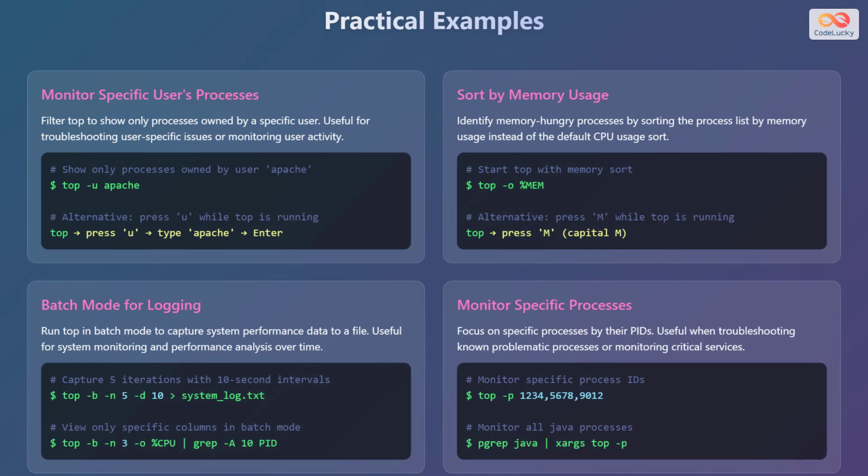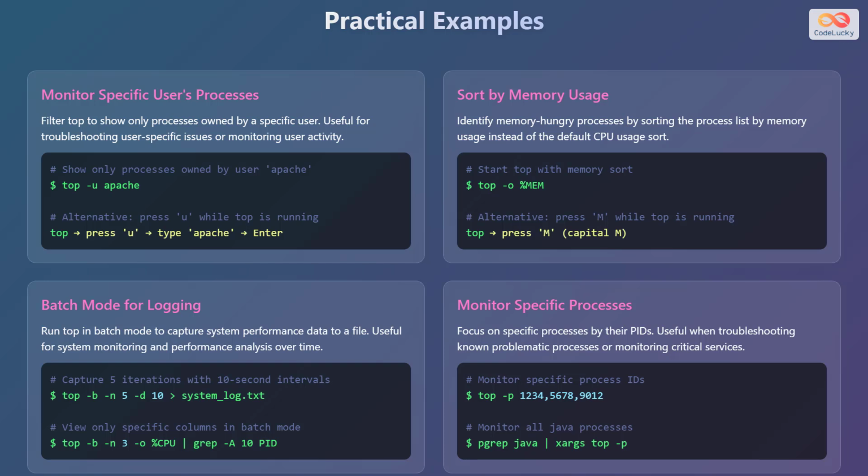The top command offers several practical applications for system monitoring and troubleshooting. To monitor processes owned by a specific user, use the command top -u followed by the username. For example, top -u apache will show only processes owned by the user apache. Alternatively, you can press U while the top command is running and then type the username.